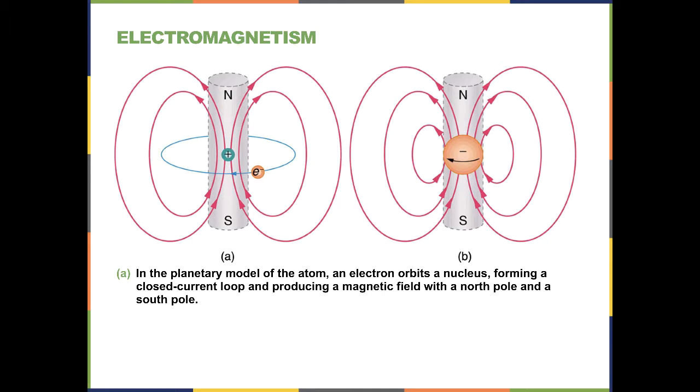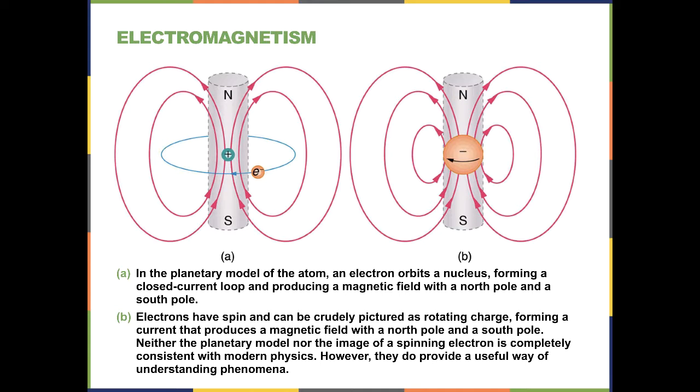If you use the planetary model of an atom, the electrons orbit the nucleus and form a closed loop current. That is what produces the magnetic field with a north pole and a south pole. In other words, you have this electron in A. It's moving clockwise around the nucleus. The motion of that electron produces the electromagnetic field within the atom, and the reddish lines represent the field that's produced.